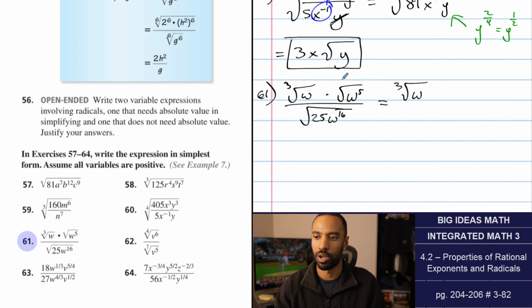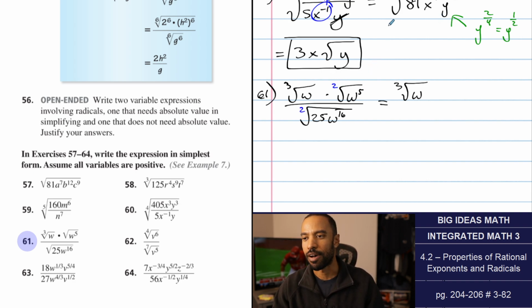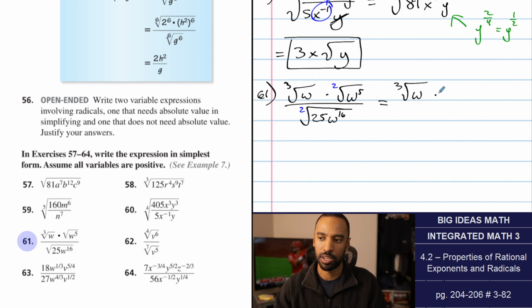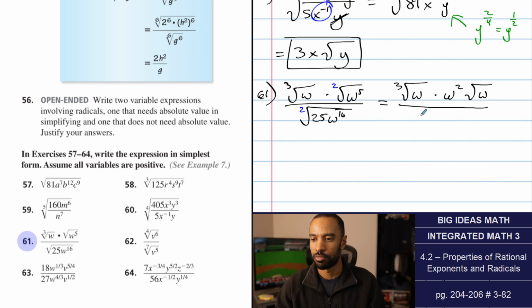This is the square root of w to the fifth. Don't forget that that's a second root. So is this obviously right here. But 5 is dividing by 2. 5 divided by 2 is 2 with a remainder of 1. Okay? So that's the simplification there. The square root of 25 is 5. The square root of w to the 16th, 16 divided by 2 is 8. So you get w to the 8th like that.